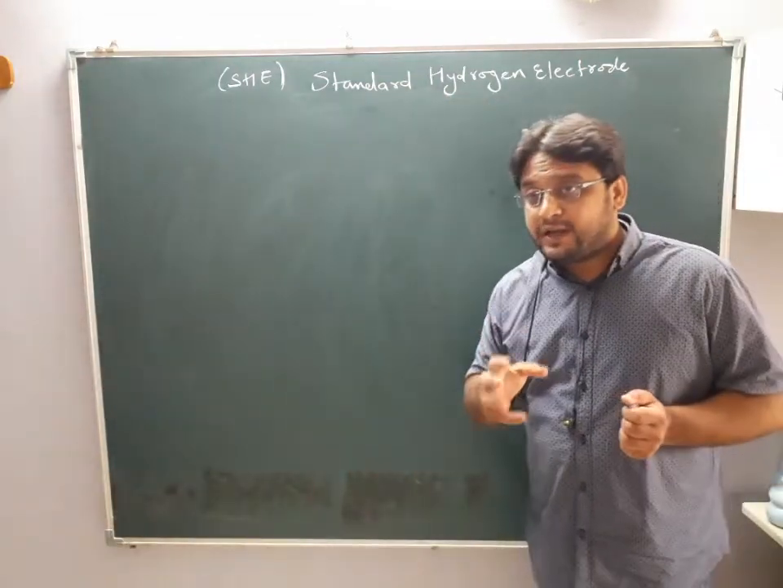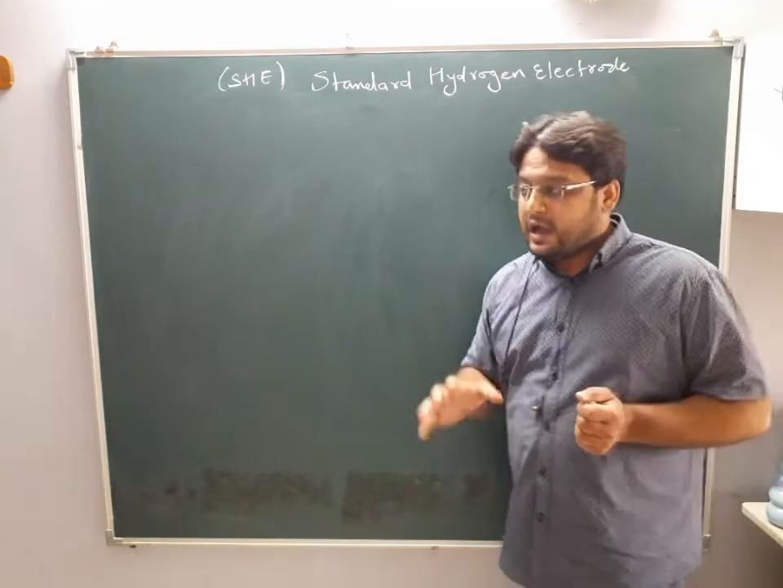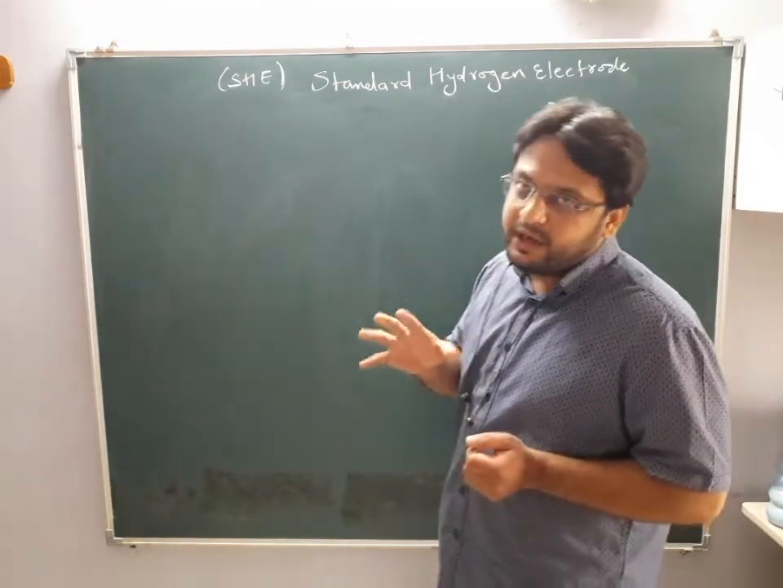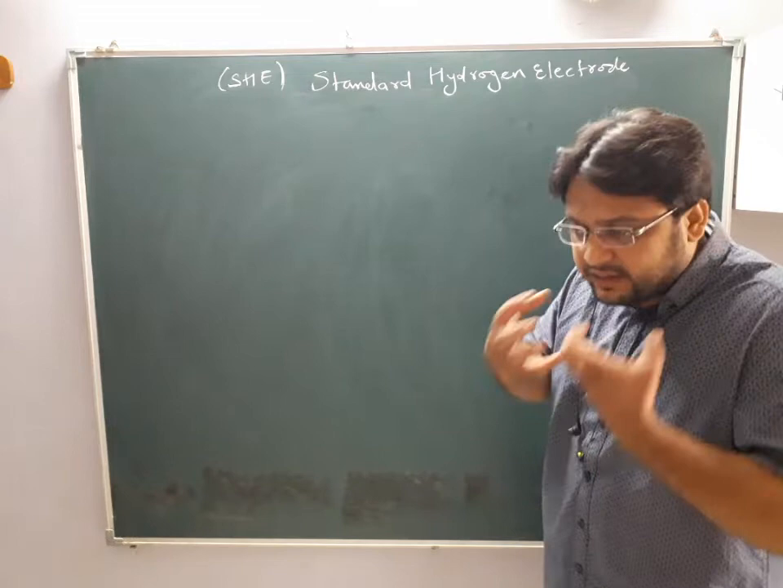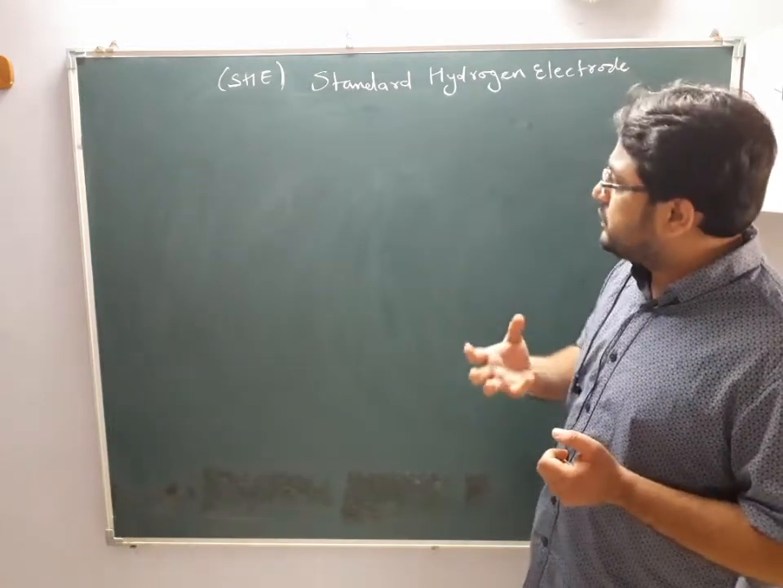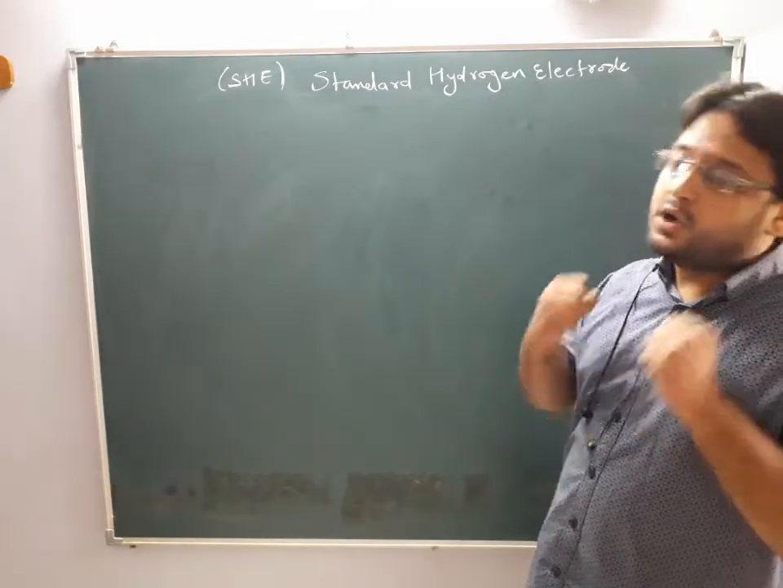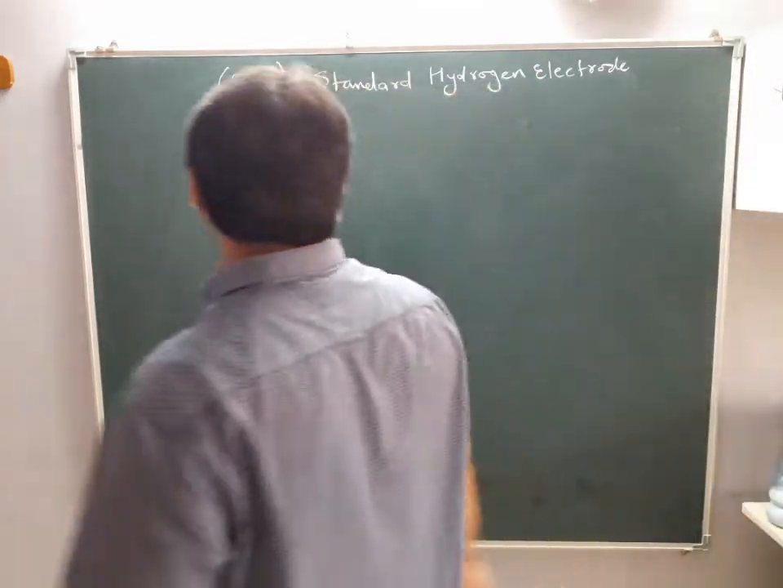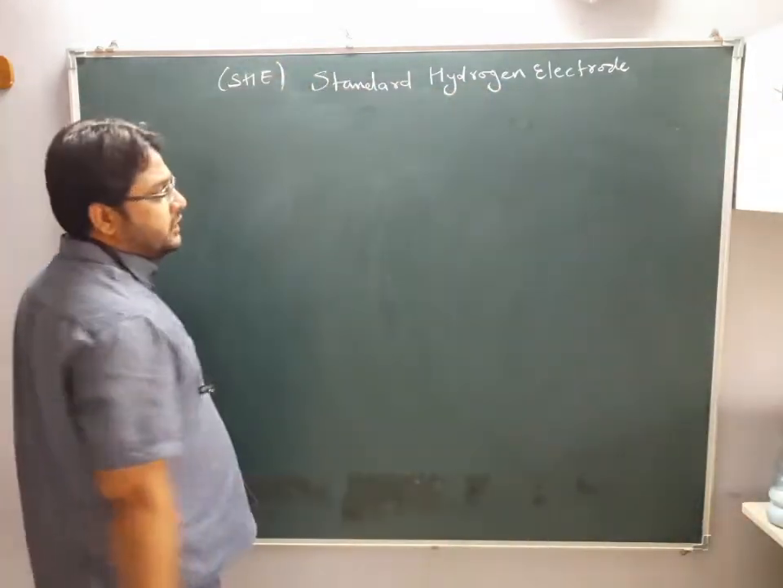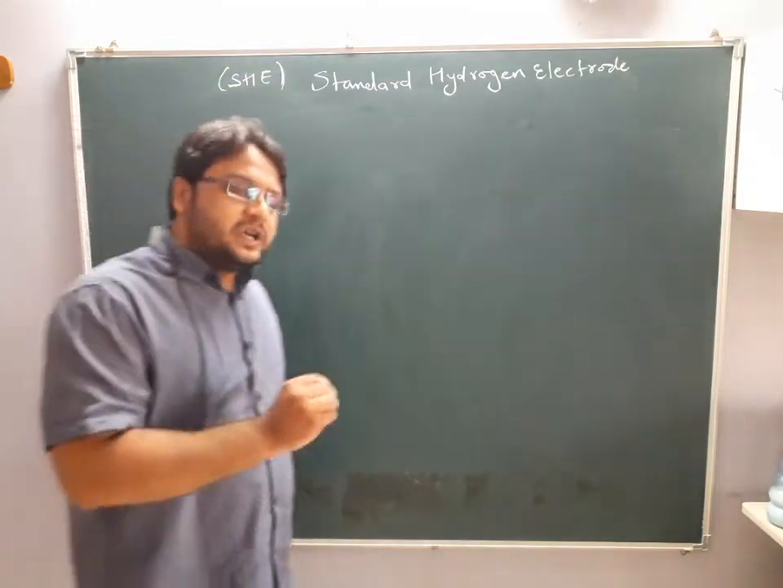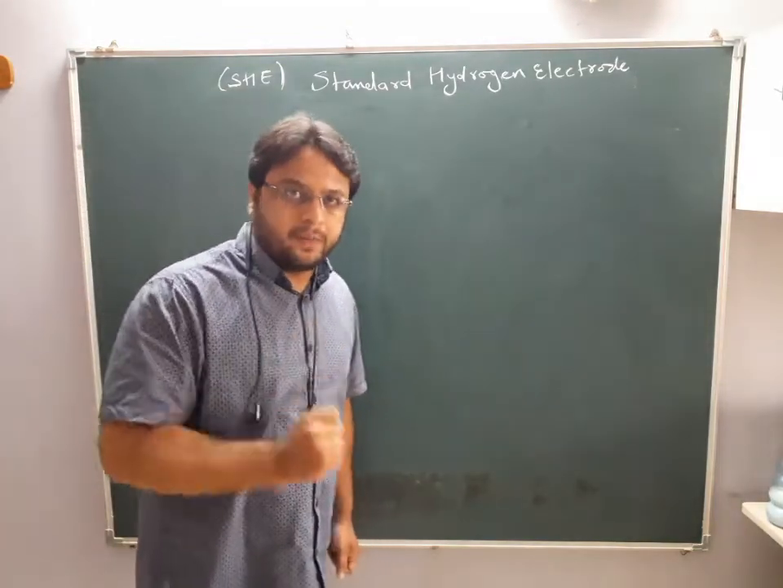What is the work of an electrode? Actually on an electrode either oxidation occurs or reduction occurs. So we will make a setup in such a way that this hydrogen gas will either undergo oxidation or undergo reduction. Before going into detail about the standard hydrogen electrode, we will note down certain points related to it. So first point.